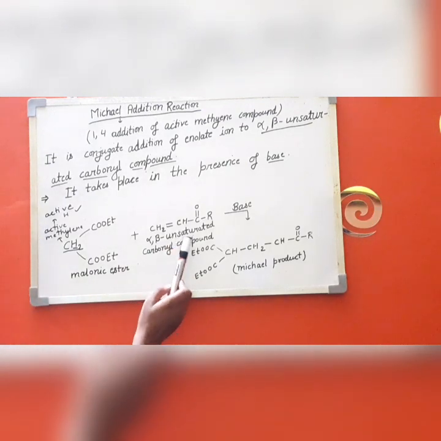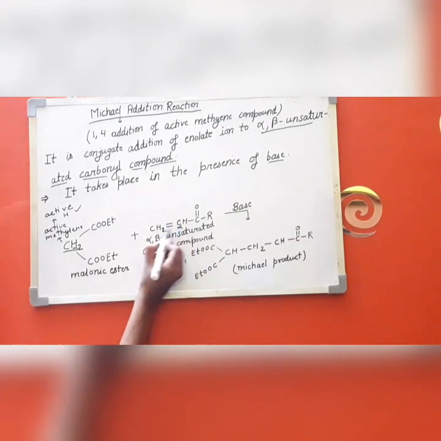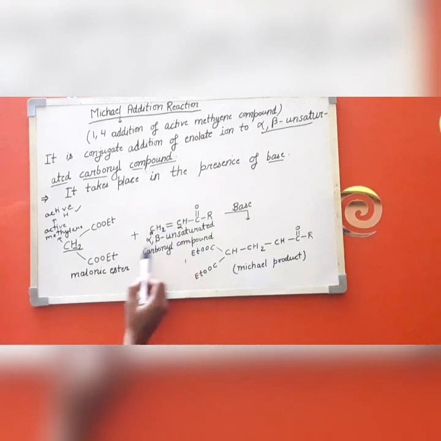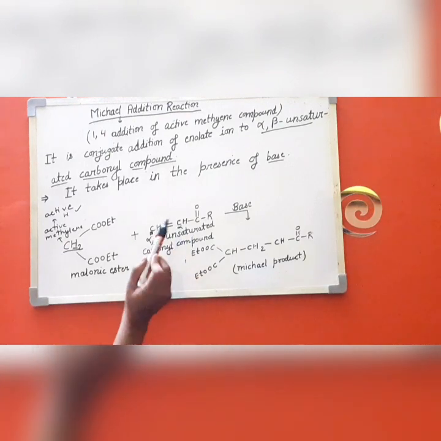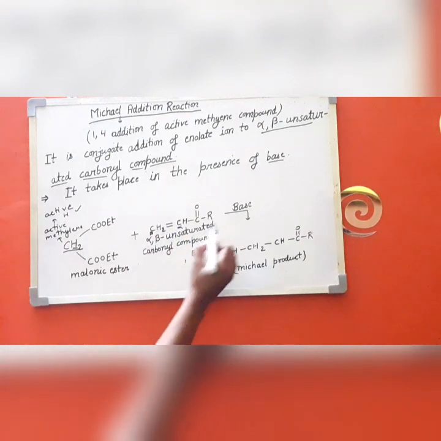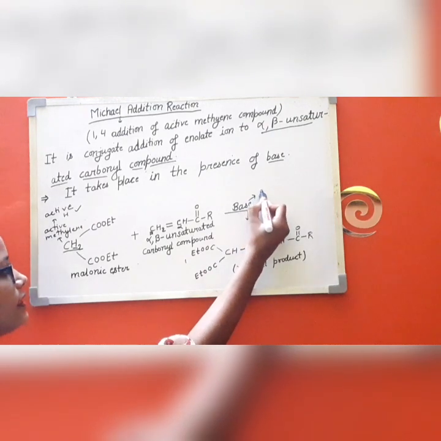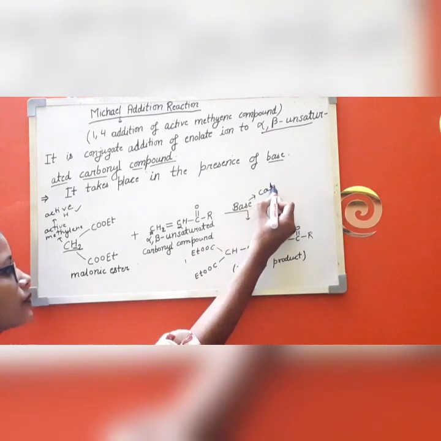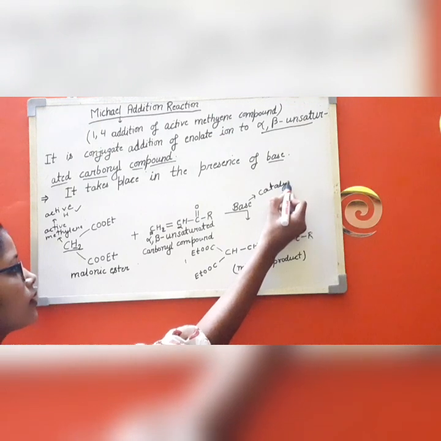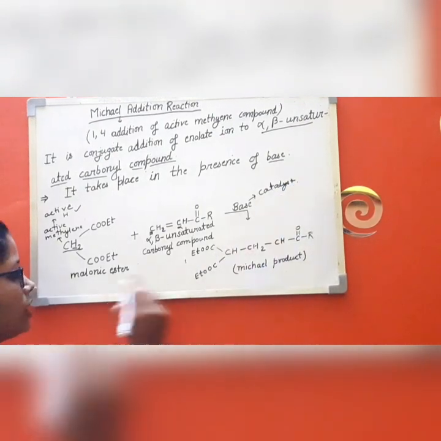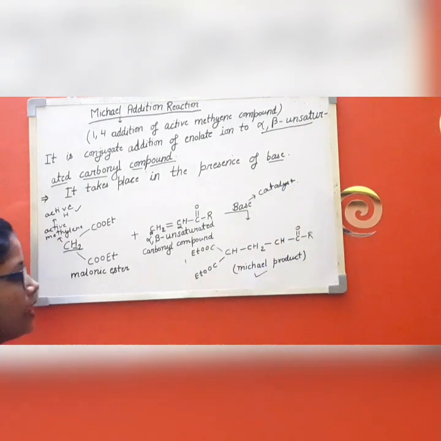And the second reactant is alpha beta unsaturated carbonyl compound. This is the alpha position and this one is the beta position. In between alpha and beta there is a double bond. So this compound is called an alpha beta unsaturated carbonyl compound. And this base acts as a catalyst. And finally we get the Michael addition product.